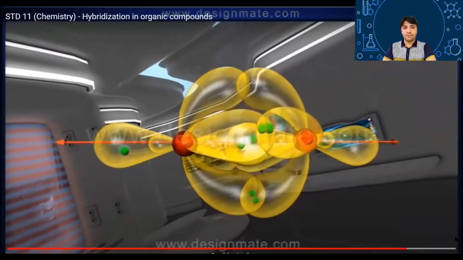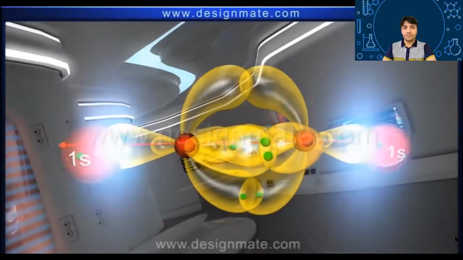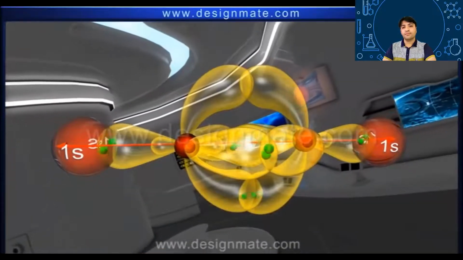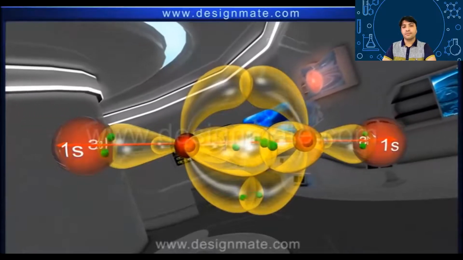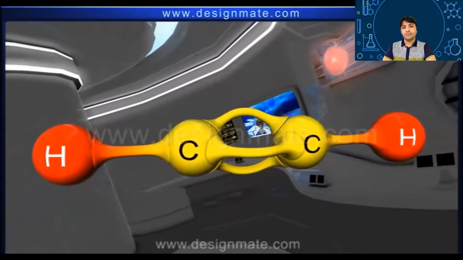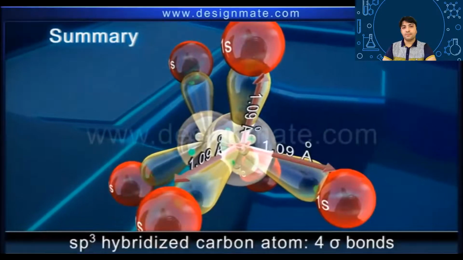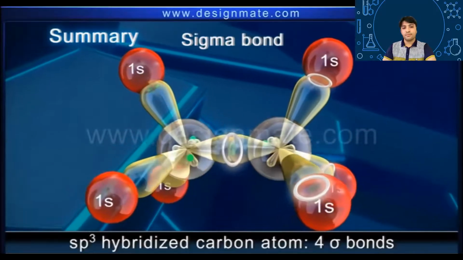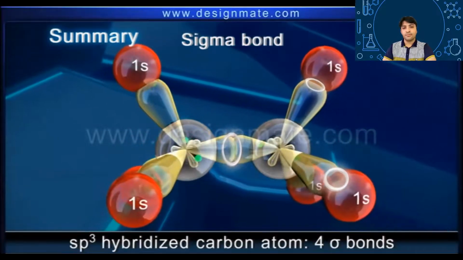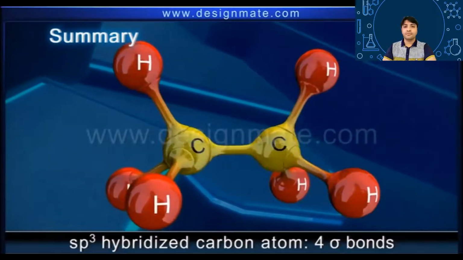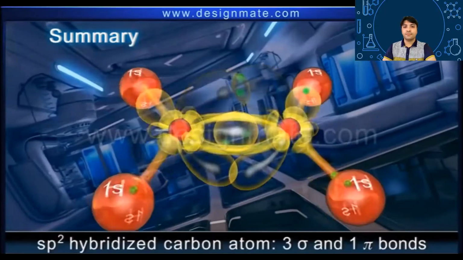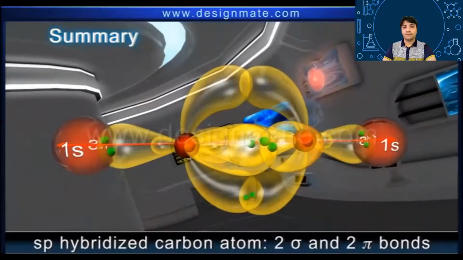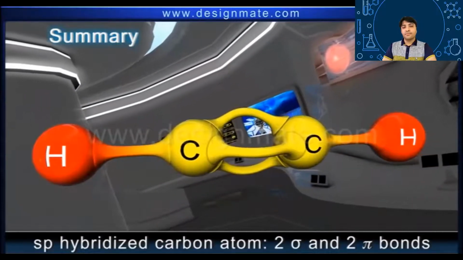The fourth valency of each of the carbon atoms is satisfied by two 1s orbitals of hydrogen, which also make sigma bonds along the internuclear axis. The quest of the carbon atom is now complete, and an acetylene molecule is formed. To summarize, whenever a carbon atom in an organic compound forms four sigma bonds directed along the corners of a regular tetrahedron, it is sp3 hybridized. A carbon atom that forms three sigma and a pi bond is sp2 hybridized, while the one in which it forms two sigma and two pi bonds is sp hybridized.